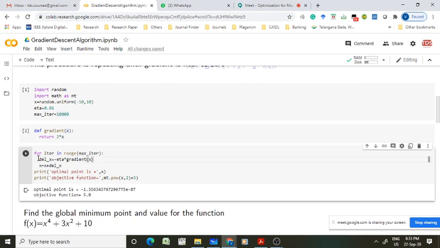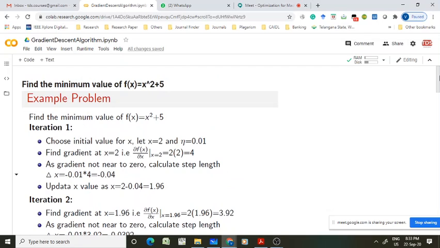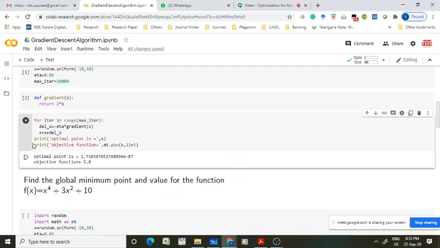Now the third one, the iterative algorithm. Now I am running it. The loop will be executed 10,000 times, and finally, we know, right? What is the minimum value of this function f of x equal to x square plus 5? Already we discussed it. At x equal to 0, we will get the minimum value that's equal to 5, right? So you can find here objective function equal to 5, and x value equal to 1.7 into 10 to the power of minus 7. That means 0.00000017, which is almost 0. So at x equal to 0, you are getting the objective function equal to 5.